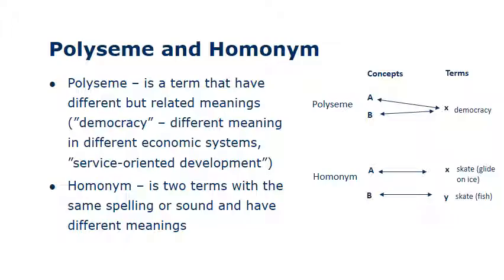Homonyms are two terms that have the same spelling or sound and have different meanings. The difference between polysemes and homonyms is usually very hard to grasp, and a lot of people are discussing the differences. But to make it simple, homonyms are two terms, while a polyseme is one term, and in polysemy that term can have different meanings in different contexts.